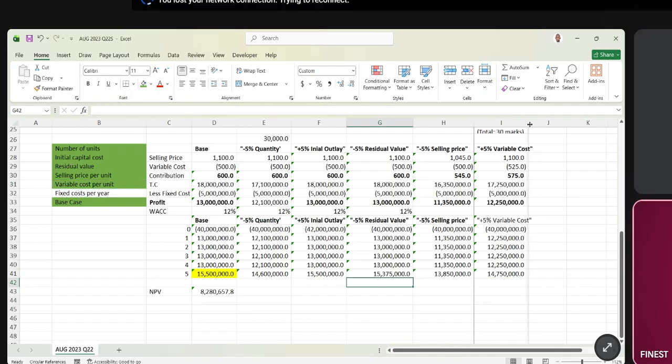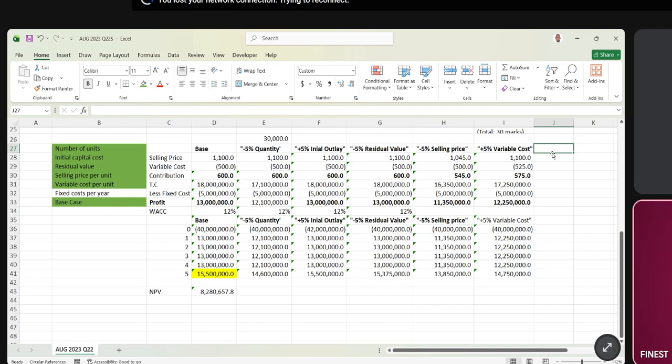Fixed cost is an outflow. An outflow. Yes.